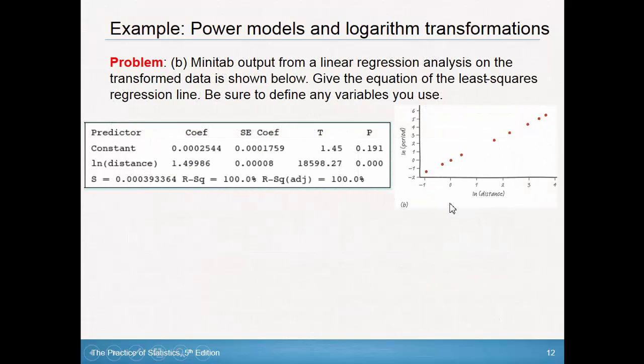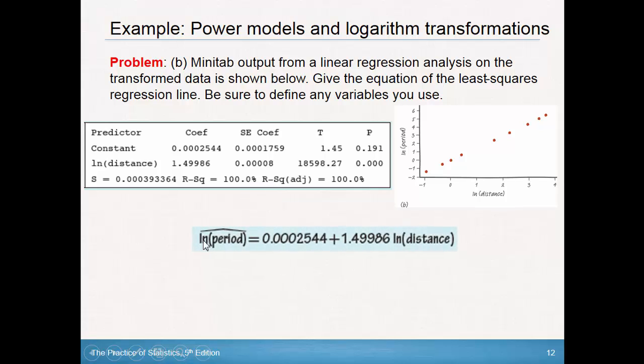So when we do the Minitab output of the linear regression of the natural log of distance versus the natural log of the period, we get an R squared of 100%. It is perfect. So we have this perfect relationship. We also have our y-intercept and our slope. And our slope is really what our power would be. So it's about 1.5, ax to the 1.5.